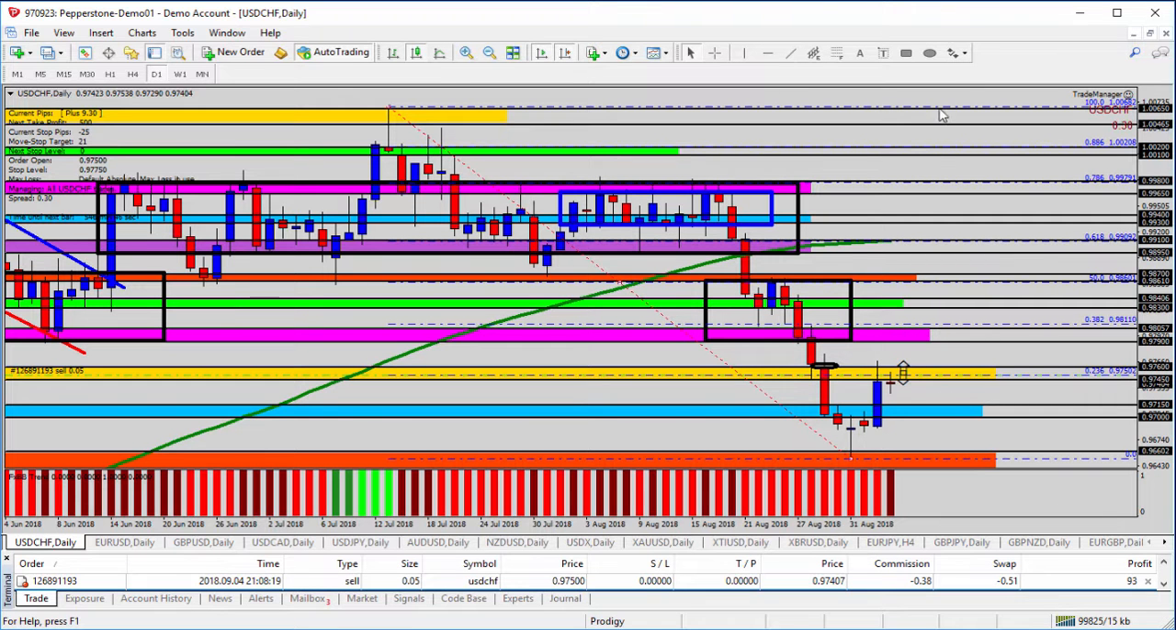Of course, targets for this pretty easy to see. We would first target back down to the blue zone, 97.15.97, and then beyond there, we're going all the way back down to the ultimate low, back into the orange zone, 96.60.